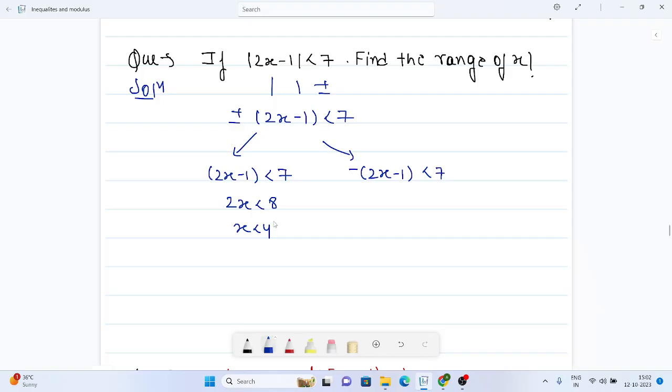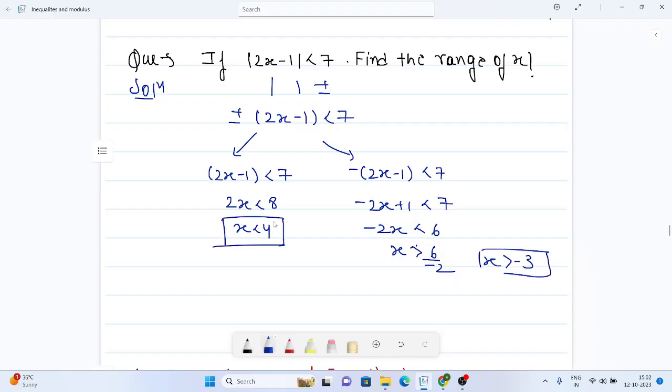Okay. And we have to take the common solution of these two cases. Here I got minus 2x plus 1 is less than 7. So I got minus 2x is less than 6. Now you tell me, if I divide by minus 2 here, I have to reverse the sign. So I get x is greater than minus 3.